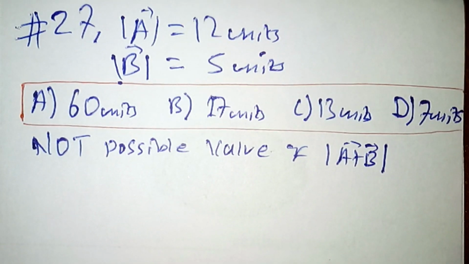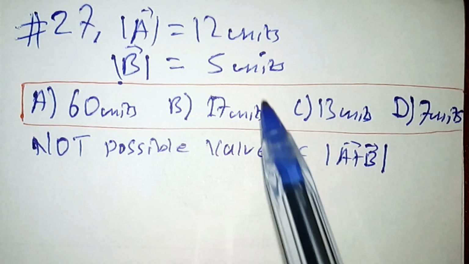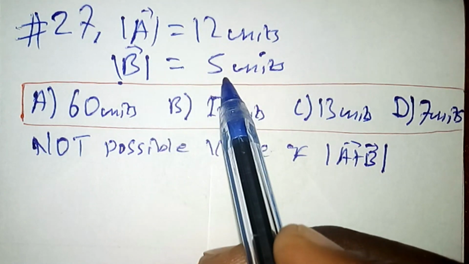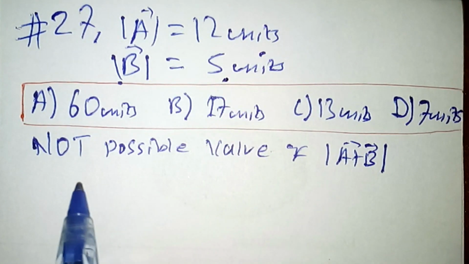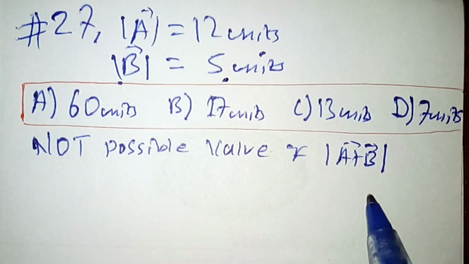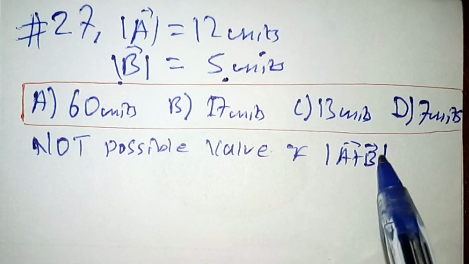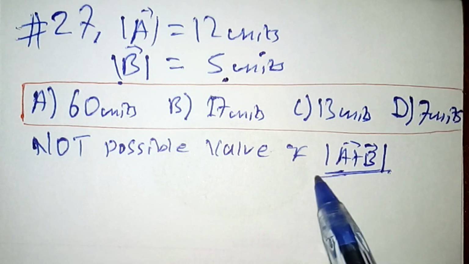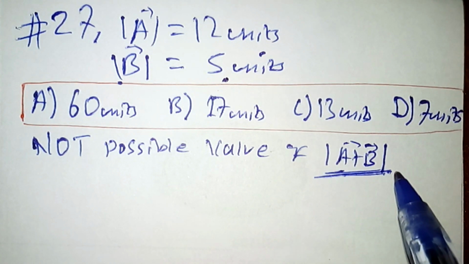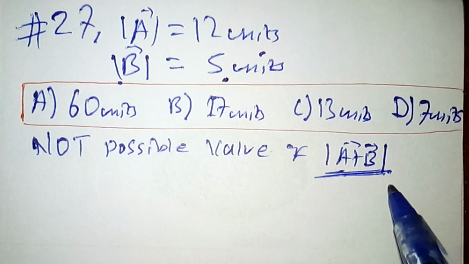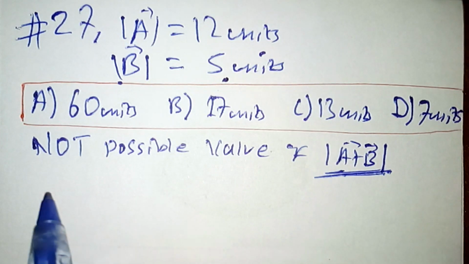Okay, the magnitudes of two vectors A and B are given. The magnitude of vector A is 12 units and the magnitude of vector B is 5 units. So among the given alternatives, which one is not a possible value of the magnitude of A plus B? That means the magnitude of the sum of the vectors.